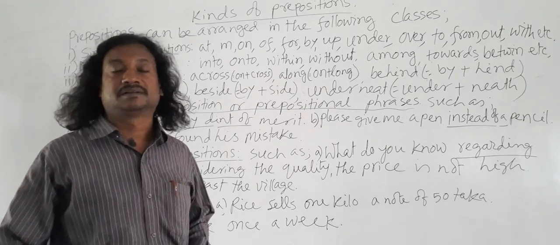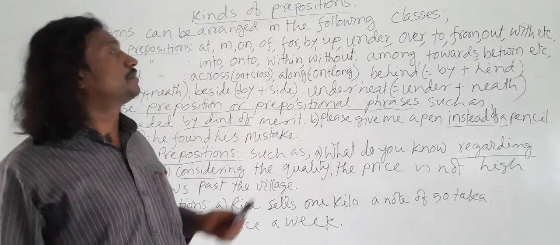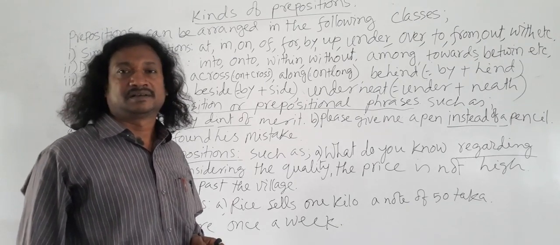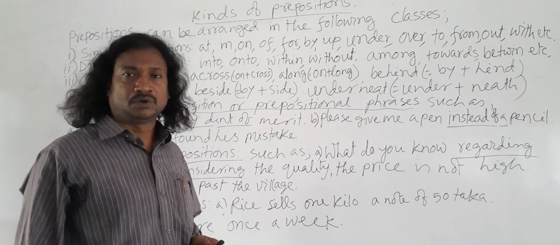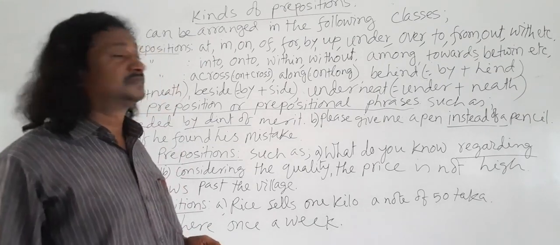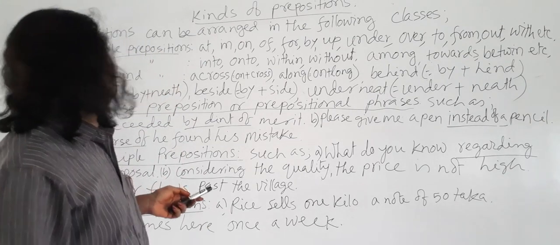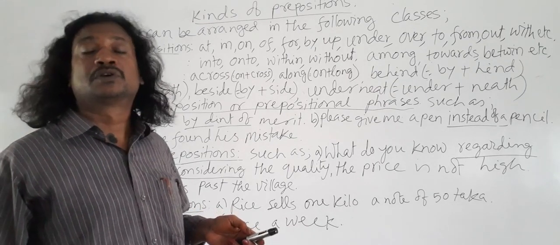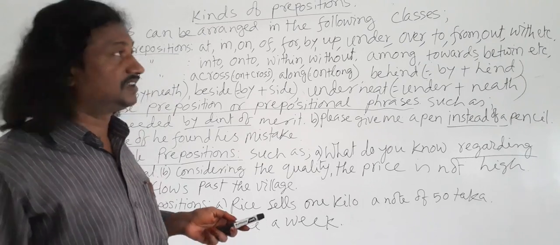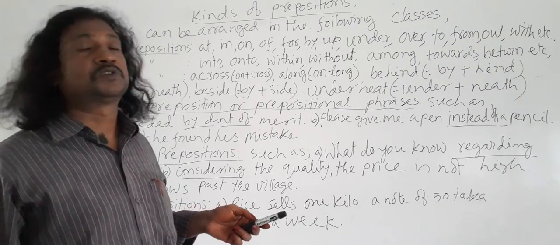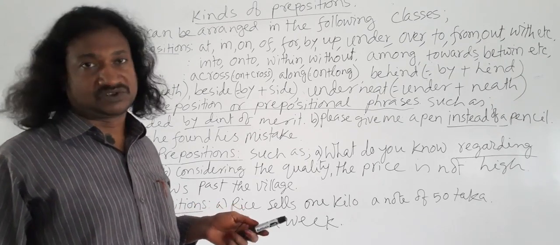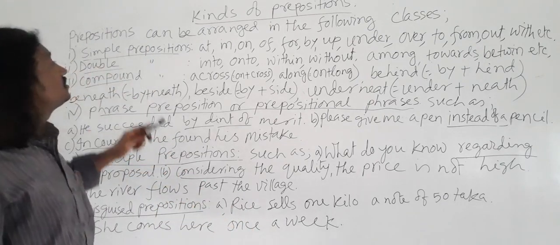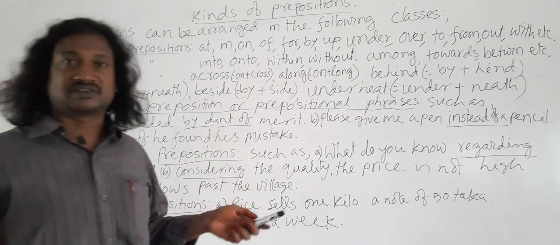Here you see different kinds of prepositions. There are 5 or 6 kinds of prepositions. We know most of them. We have to know that some prepositions should be memorized. All the prepositions cannot maintain the rules. So, prepositions can be arranged in the following classes. We have to follow this.